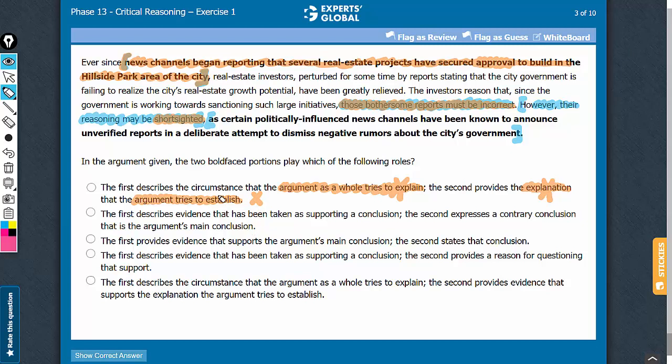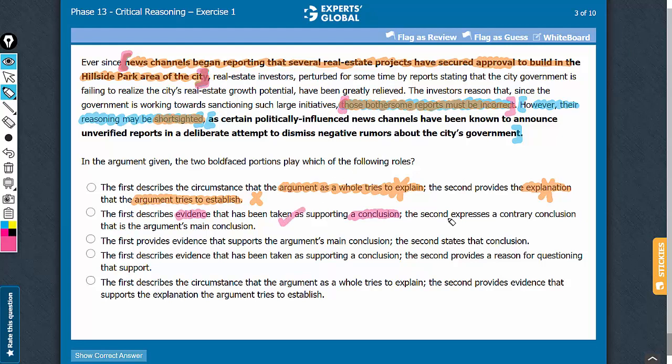Look at answer choice B. Yes, this part is a concrete fact, so this can be called an evidence, and yes, it is something which is supporting a conclusion. Remember, this "a conclusion" bit is meant for suggesting an intermediate conclusion, and yes, this evidence is supporting this intermediate conclusion that the bothersome reports must be incorrect. So this part is all right.